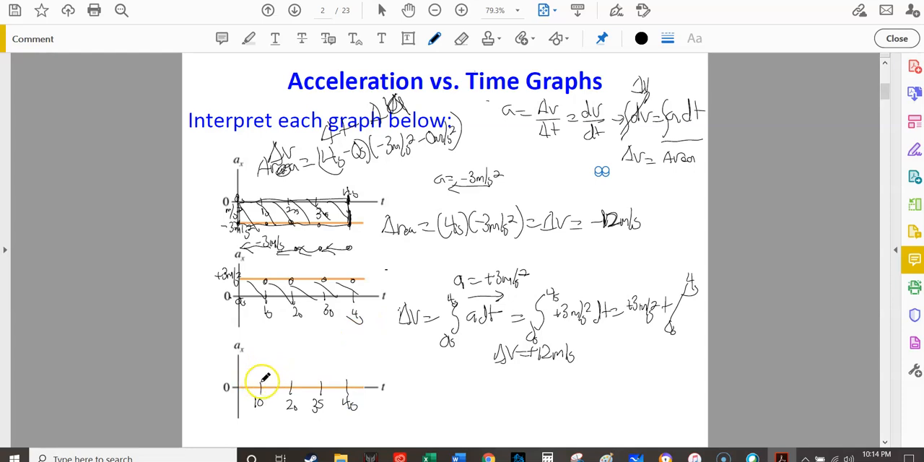Okay, but here, the acceleration is 0. It's on the 0 meters per second squared mark. So what we know for sure is that for the change in velocity, there is no area relative to the 0 mark, because this is 0. And so the acceleration is 0 meters per second squared. And then what we know for sure is that it's got a constant velocity.